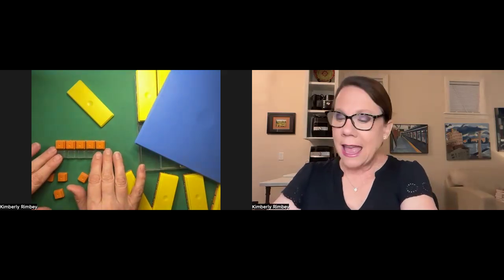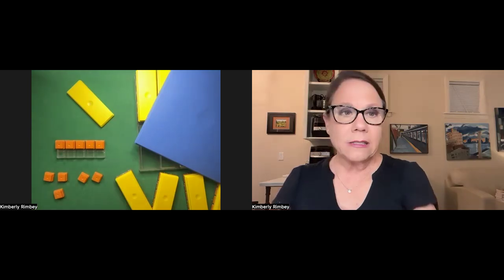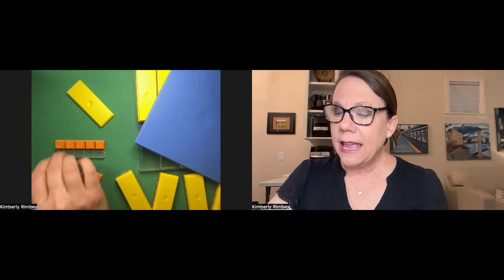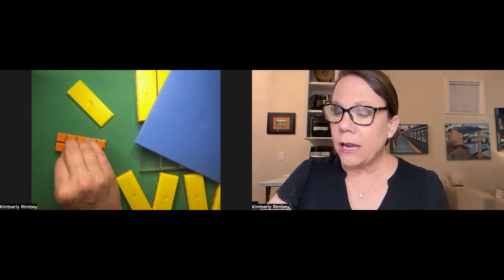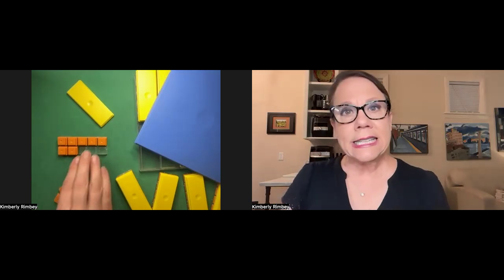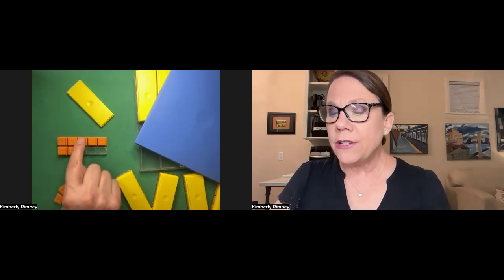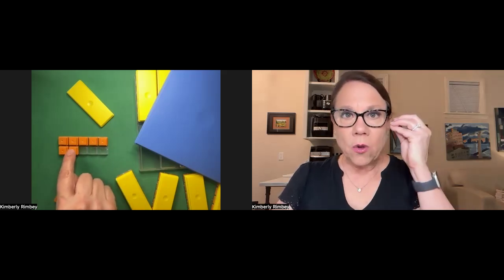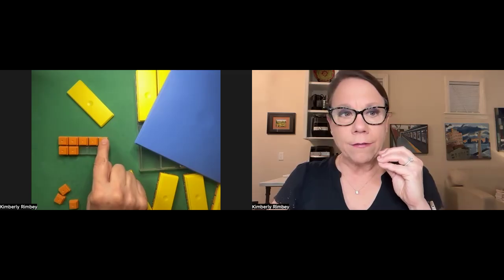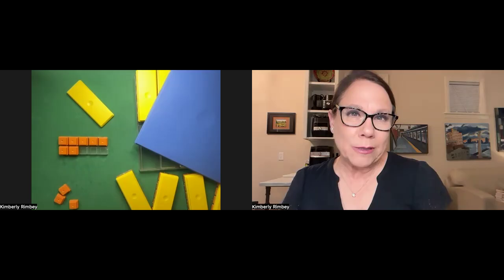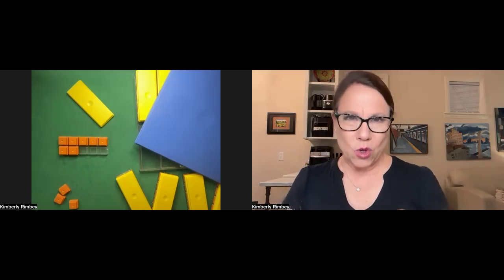Right here, you can see I have a 10 frame, and right now it has five tiles on it. And if I just put some more on here, my hope is that as I'm working with students, they can instantly see this is seven rather than having to go back and count one, two, three, four, five, six, seven. If they can hold on to the idea that this is five and two more make seven, the 10 frame helps them do this idea of subitizing. There are many ways to work on subitizing, instantly recognizing quantity.